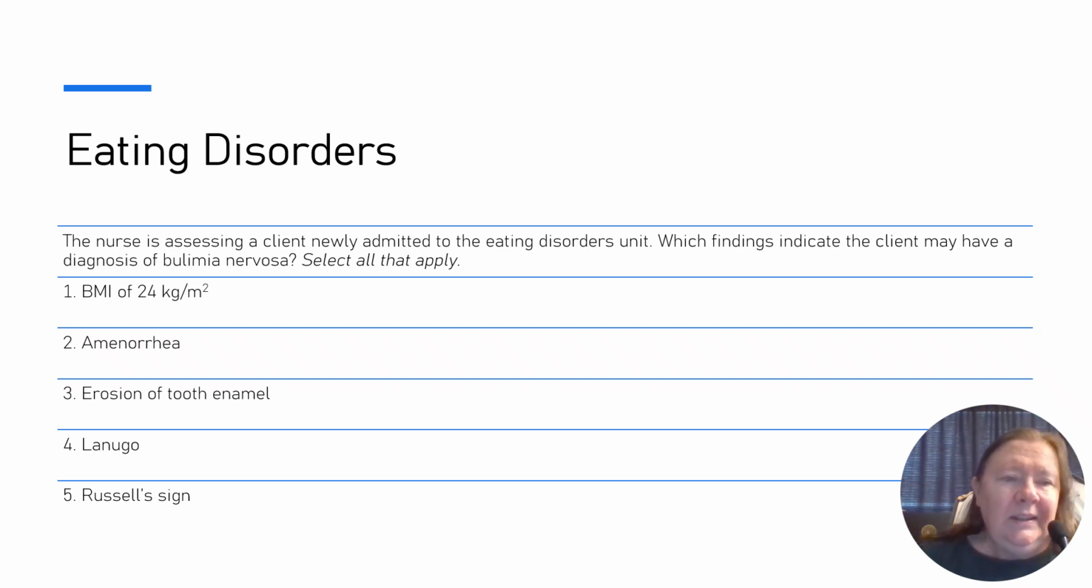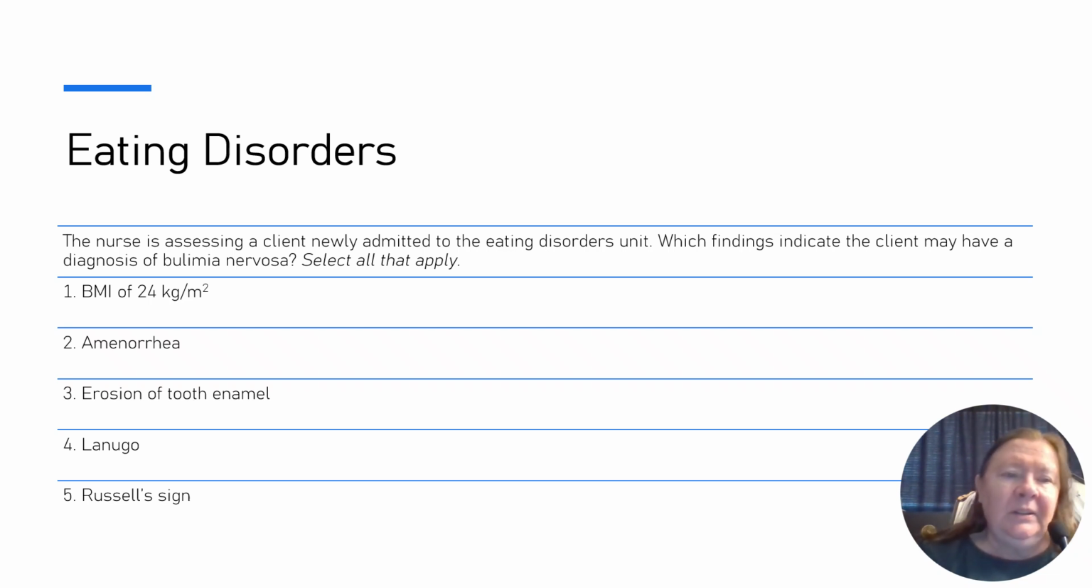Okay, we're back. The first correct answer on this one is number one, BMI of 24. I mentioned normal range BMI is 18 to 24. BMI can be lower or it can be higher. A person with bulimia is going to have a BMI closer to normal, so you have to know normal range for BMI, 18 to 24.